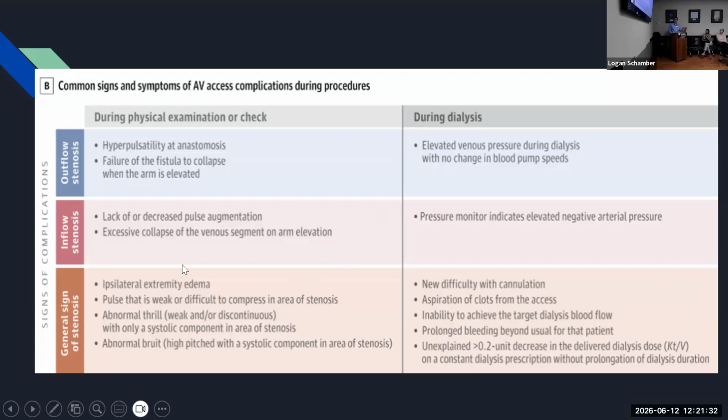And then just general signs on physical exam of AV stenosis would be ipsilateral extremity edema, a weak pulse, or a difficult to compress area of the stenosis. There can be an abnormal thrill that's either weak or discontinuous, and then an abnormal bruit. And then on dialysis, they can present with new difficulty with cannulation, they can have aspiration of clots from the access, and then again, inability to achieve target dialysis blood flows. They can have prolonged bleeding as well.